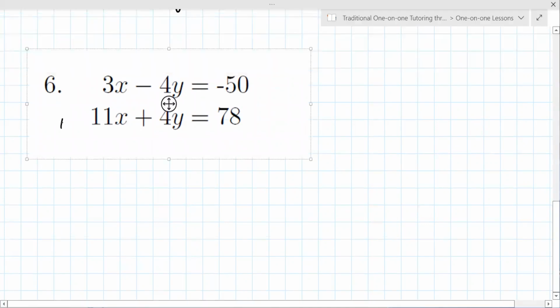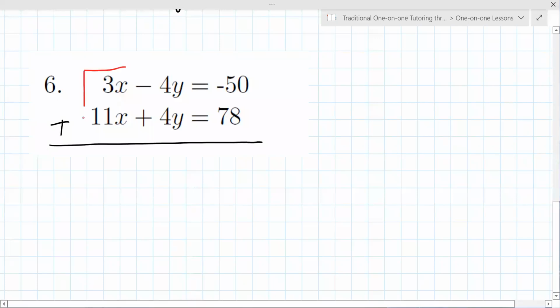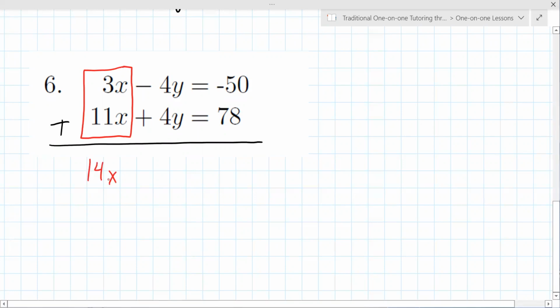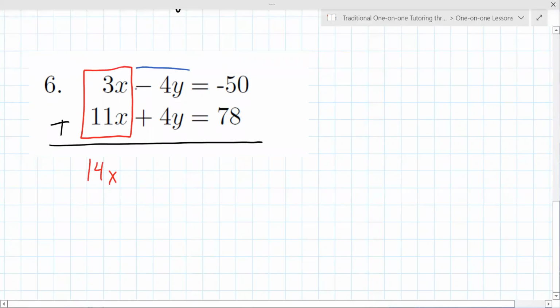So we're going to add the equations again. We're just going to add them up here. Now let's do the first two. What is 3x plus 11x? That's going to equal 14x, good. And then how about the middle? What happens in the middle here? Minus 4y plus 4y is 0.